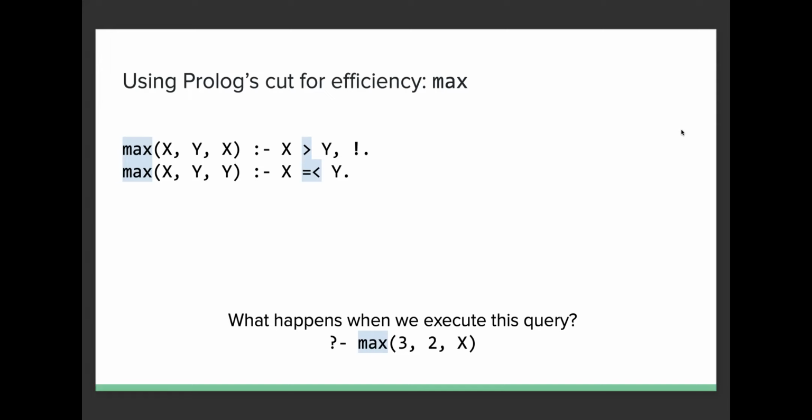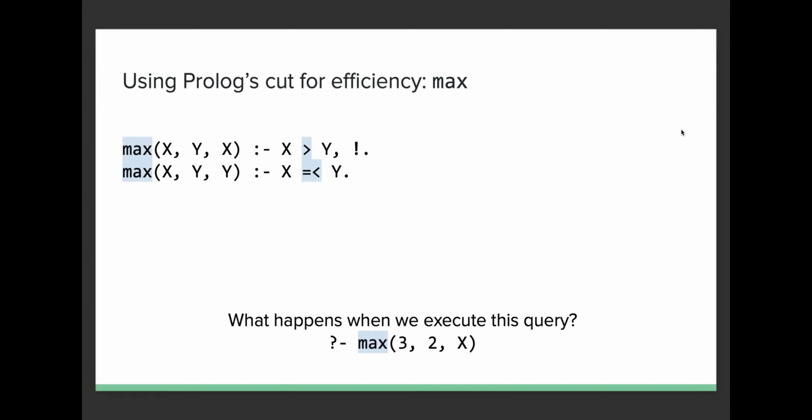Why? So if we have like max 2, 3, x, right? We'll check if 2 is greater than 3, fail, and then check if 2 is less than or equal to 3. So we are again doing 2 checks just for one of the cases, right?